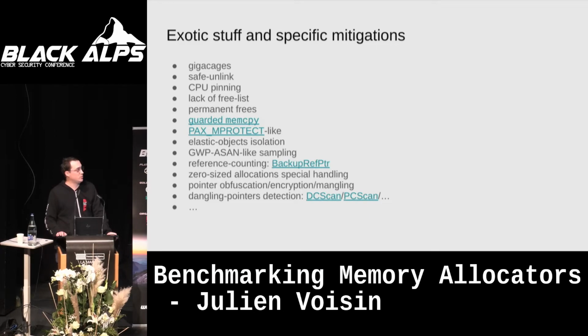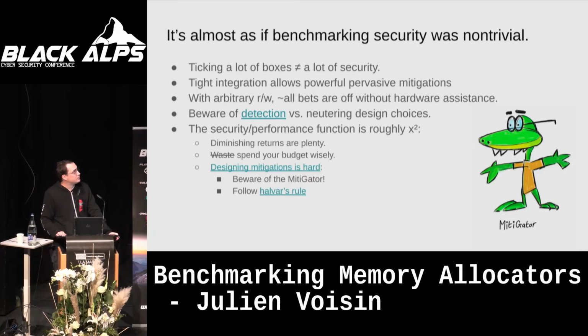And weird stuff, like people are coming with crazy ideas. There is an allocator that never reuses a pointer, so it's only going forwards. It's working to mitigate use after free for short-running programs, but it's not really usable in production. And people are coming with really crazy things, CPU pinning or gigacages for Safari, kind of things. Benchmarking security is surprisingly hard. Well, not really surprising, but really hard. It's not because you're ticking a lot of boxes that you've got a lot of security. You can implement all the mitigations there, and maybe you will end up with a shitty allocator. So it's about trade-offs.